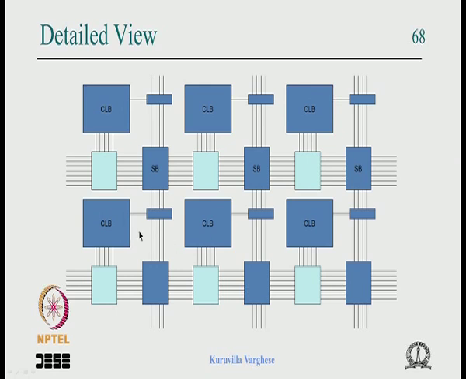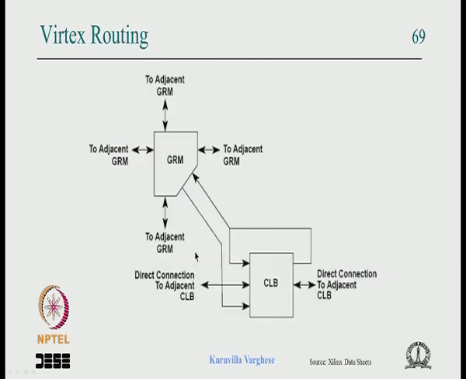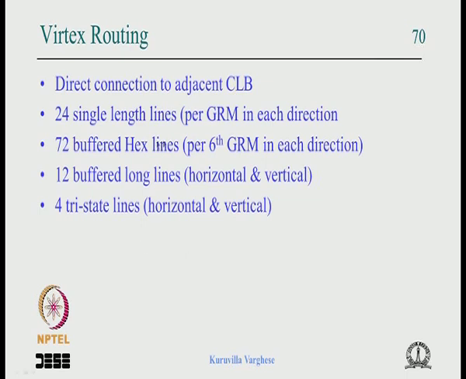So it is very fast, the interface between the adjacent CLBs is very fast, okay. That makes it so that if things are close together, the delay between them is very minimal, okay. So these are some statistics of the Virtex routing wires. The adjacent CLBs are directly connected.